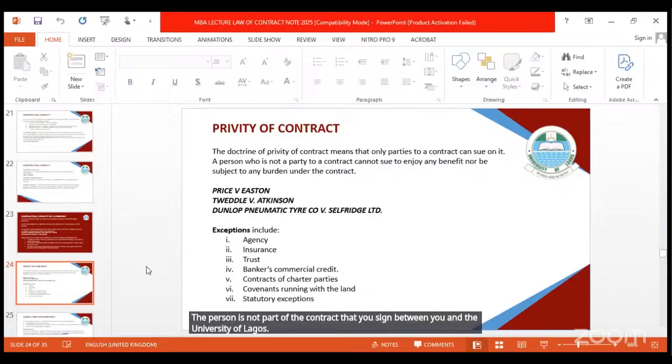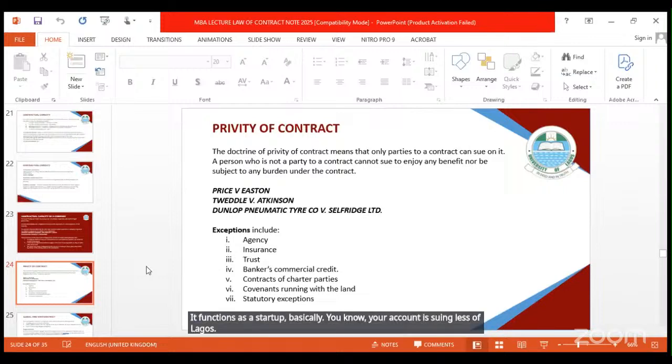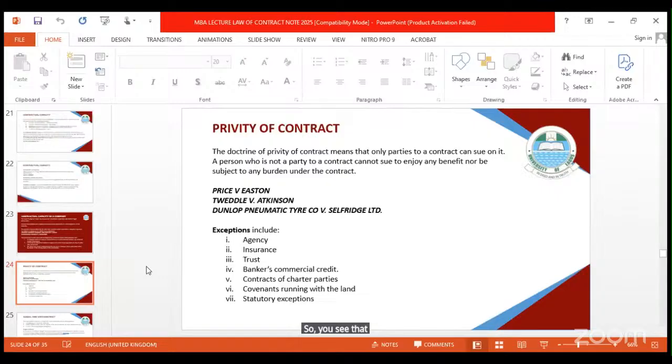Now, it's also the same when you want to sue, except for something that I've done that is personal. But what I've done is in line with my functions as a staff of the university. You can only sue the University of Lagos. So you see that there are many transactions. How do you know the parties? The document itself, that contract itself, will tell you. That's how you can know the parties to the contract.